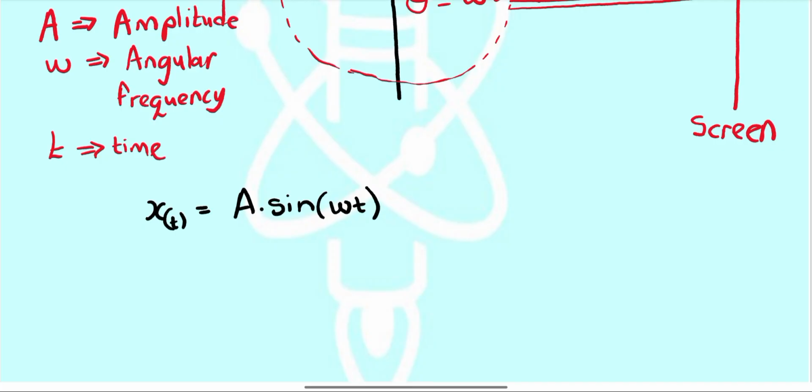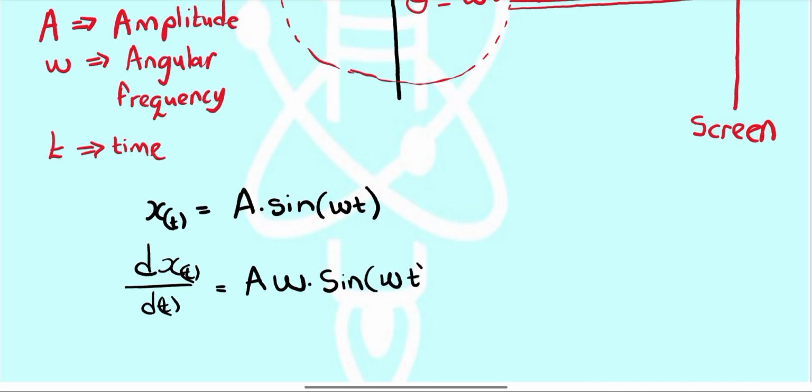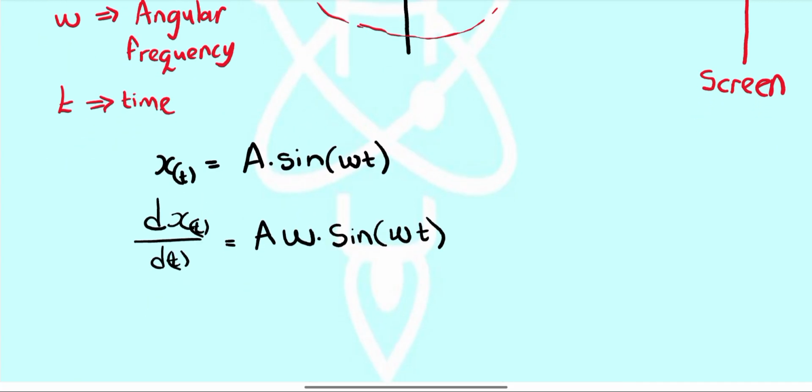Okay, if we take the derivative of the position over there, we are going to get A omega cos of omega t. So this will be the expression for our velocity. So we can see the relationship between the velocity and the amplitude. They are also directly proportional, as I've mentioned above.